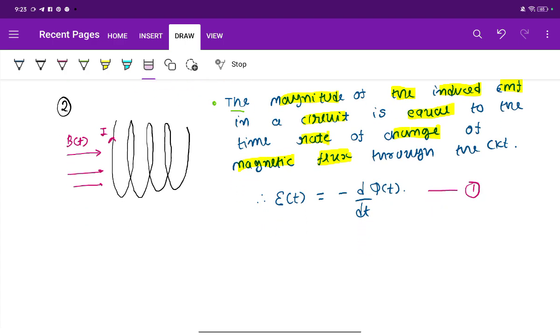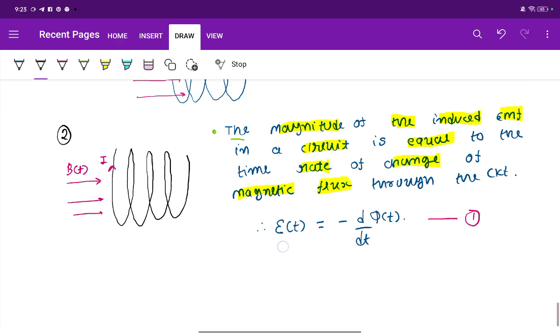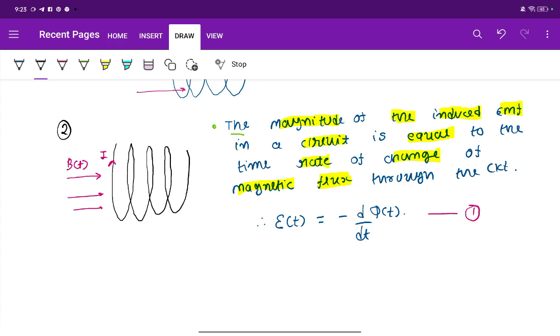So this negative sign indicates that the direction of induced EMF and hence the direction of induced current in the loop opposes the cause of its generation, which is in accordance with Lenz law. Now, what is Lenz law? That we'll discuss later, okay?